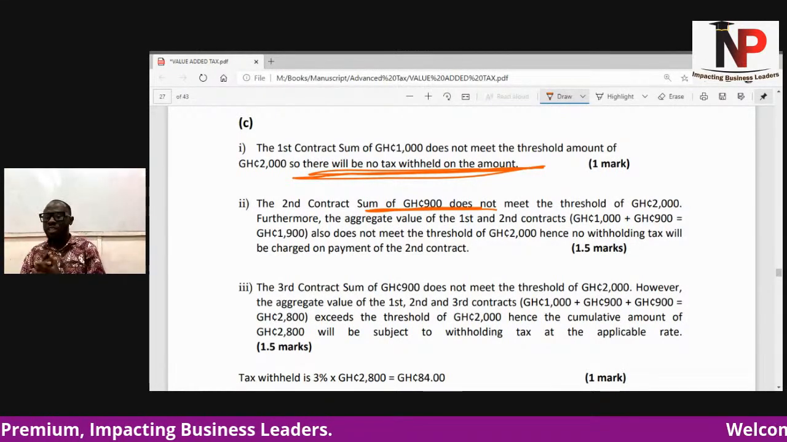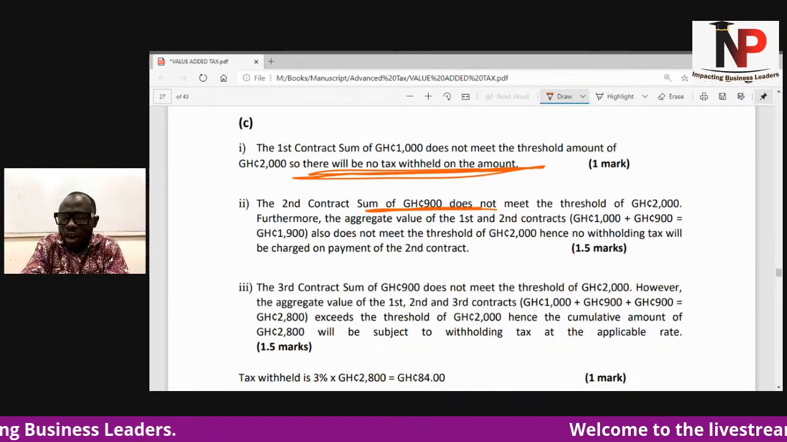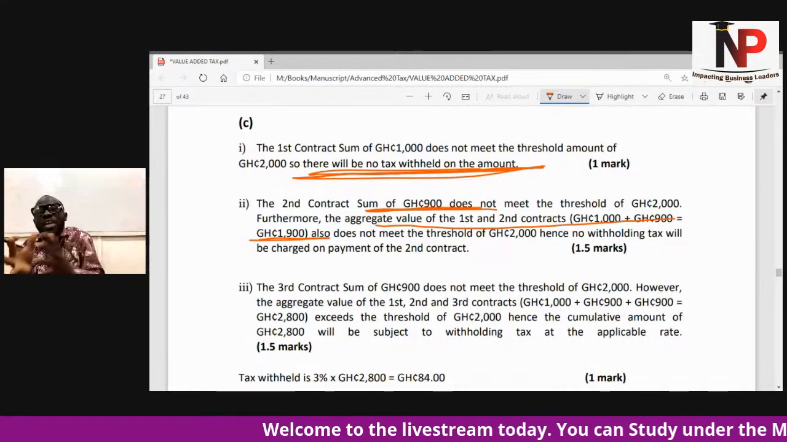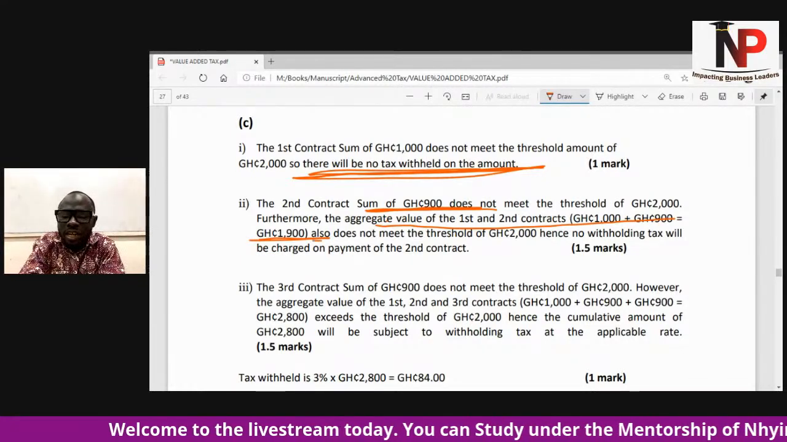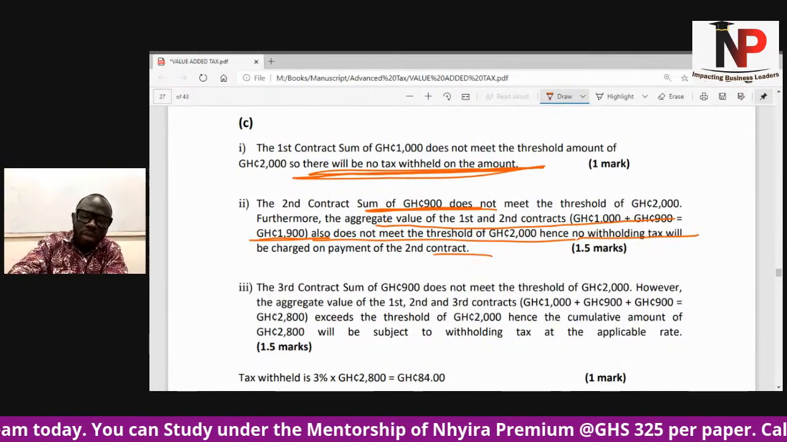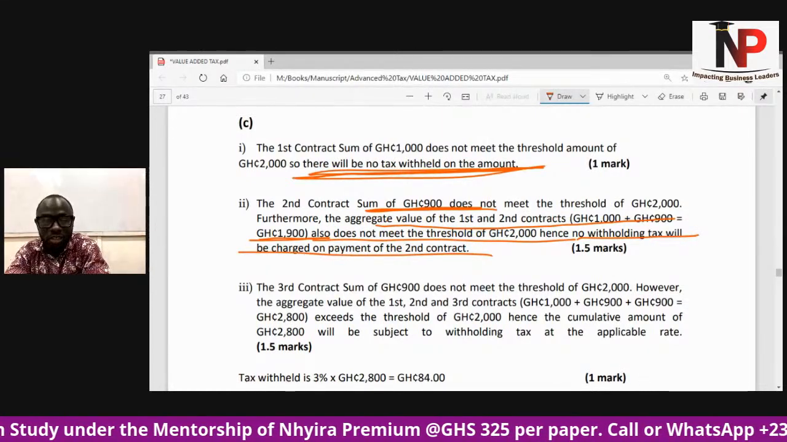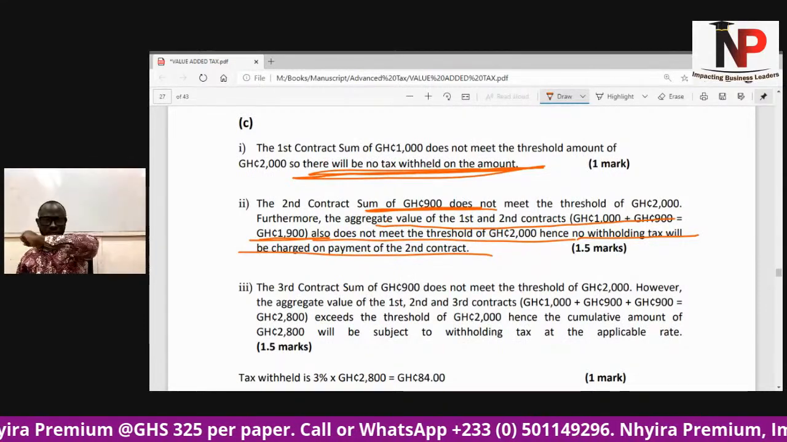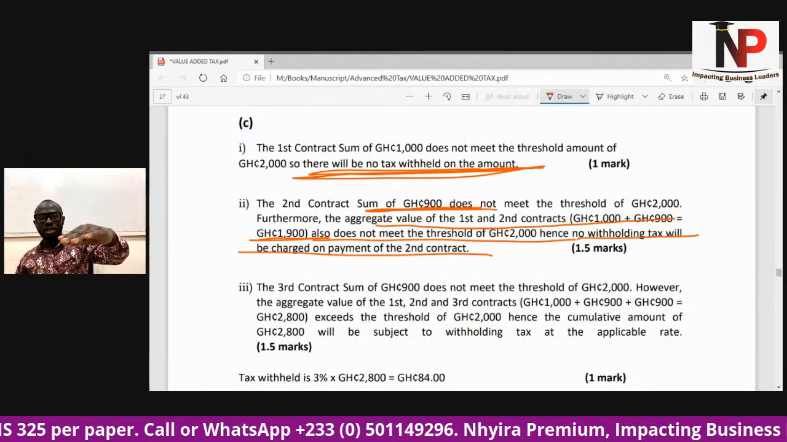In the same year of assessment, when we look at the aggregate of the first and second, it is 1,009. Even the aggregate is still below the 2,000. So where they are, there will not be any withholding tax to be charged. As far as it is below 2,000, you don't charge withholding tax, okay?